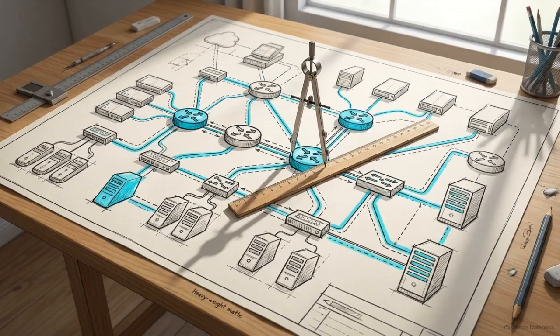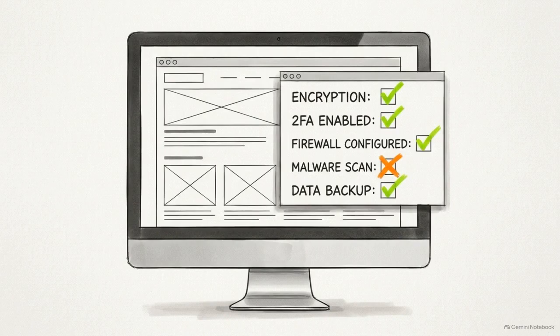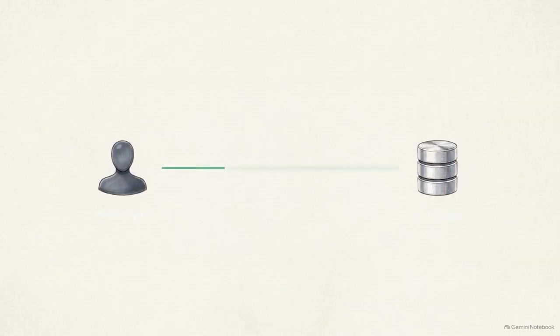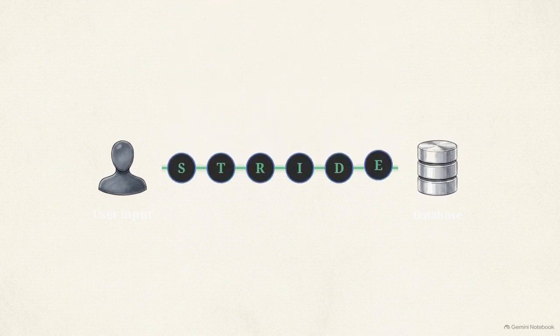The map starts at the plan stage, before a single line of code is written. Applying structural constraints early is significantly cheaper than attempting to patch compiled software later on. This data flow diagram maps user input moving to a database. Applying the STRIDE framework, architects overlay threat categories directly onto interaction points.